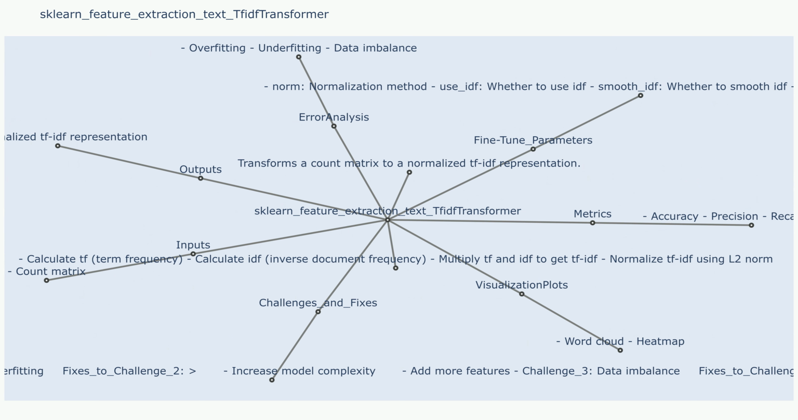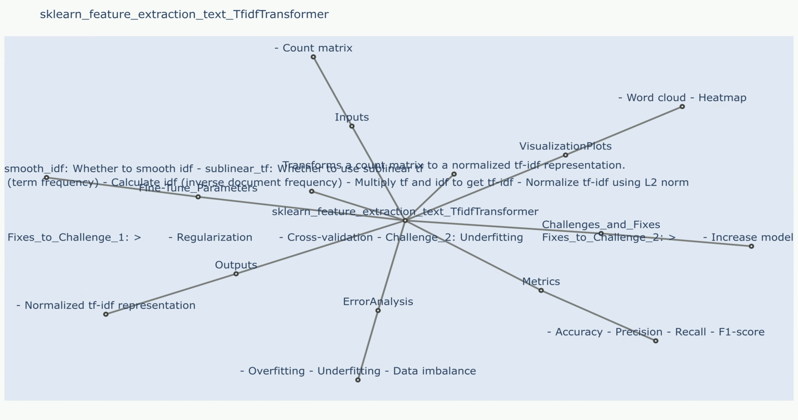Visualization plots. Heat map. A visualization of the TF-IDF matrix, where the color intensity represents the TF-IDF score. Word cloud. A visual representation of the most important words in a document or corpus, where the size of each word is proportional to its TF-IDF score.